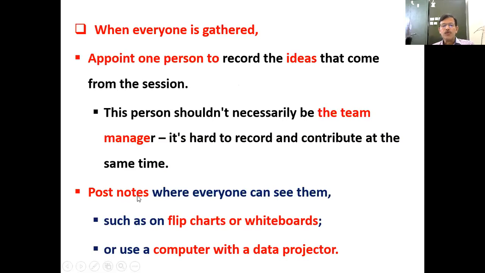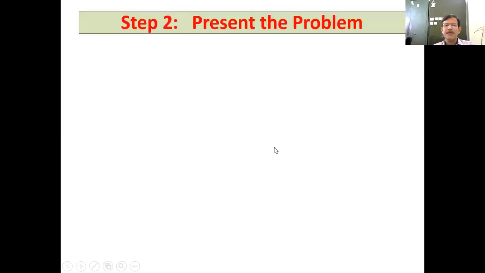Then post notes where everyone can see them. When somebody gives an idea or information, you have to write it on a board or poster paper and display it, such as on a flip chart or whiteboard, or you can use a computer with a projector, an LCD projector or data projector. Both are quite possible. A projector is also quite effective, and a flip chart or whiteboard is also effective. So this is the second part of the first step.